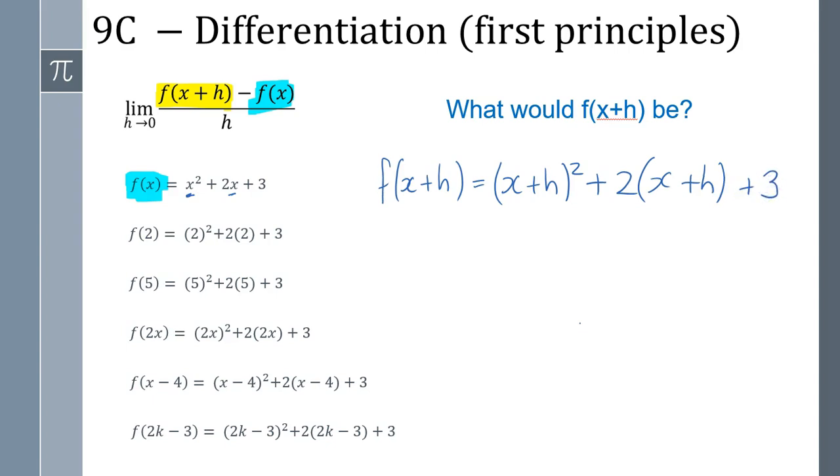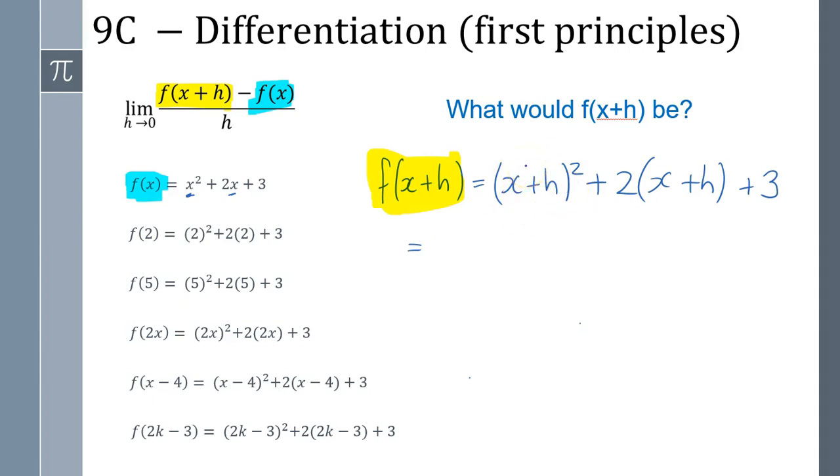Okay, so we're looking at this yellow part of the formula. There's many parts to this formula, so we're just going to do this one first. F of x plus h: wherever we see an x, we're going to put x plus h. Okay, we're subbing it in. And then we have to evaluate. Oh, sorry, simplify. We're not evaluating, we're simplifying.